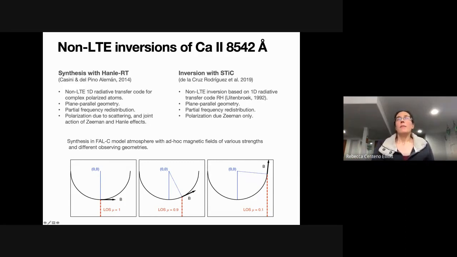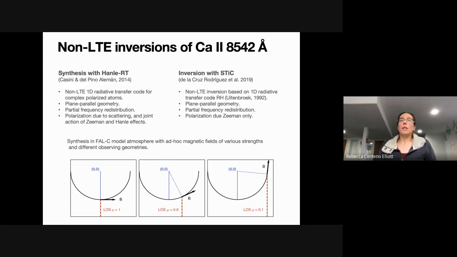After synthesizing the spectra, we inverted them with the spectral line inversion code STIC, which was developed by Jaime de la Cruz Rodriguez and his collaborators. This is a non-LTE spectral line inversion code based on a one-dimensional radiative transfer code RH, developed by Han Uitenberg. It also is in plane parallel geometry.